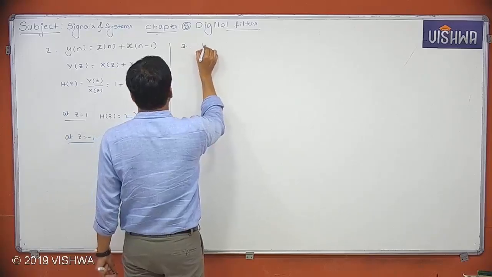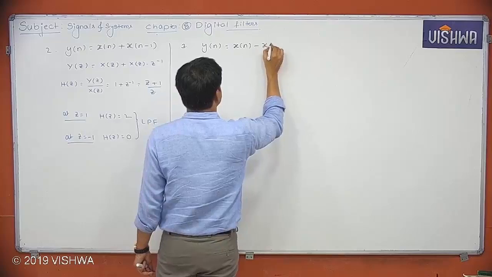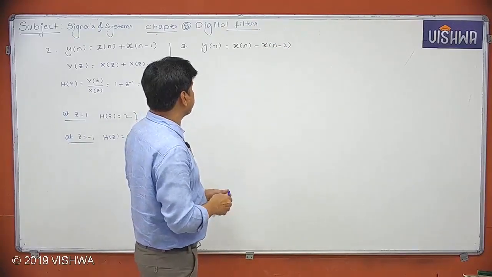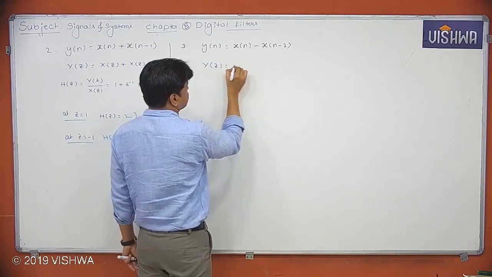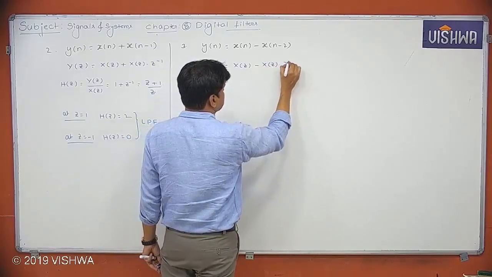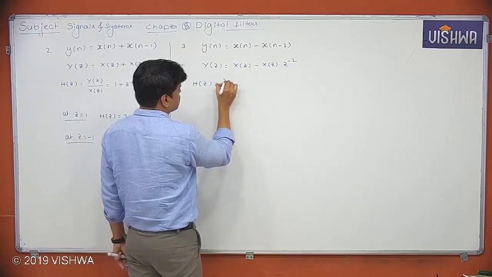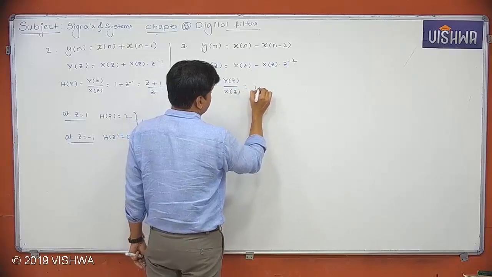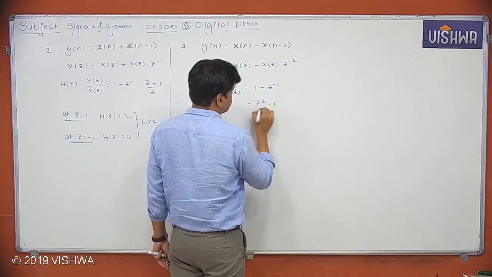Third one, y of n is equal to x of n minus x of n minus 2. What kind of filter is it? Let Y of z be equal to X of z minus X of z into z power minus 2. Then what is H of z? This is Y of z by X of z, which is 1 minus z power minus 2. That is z square minus 1 by z square.